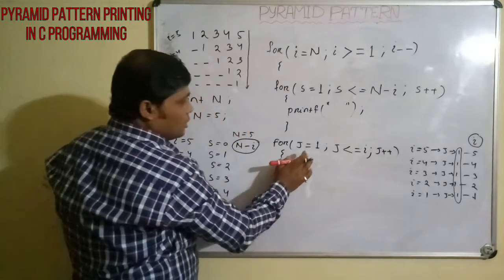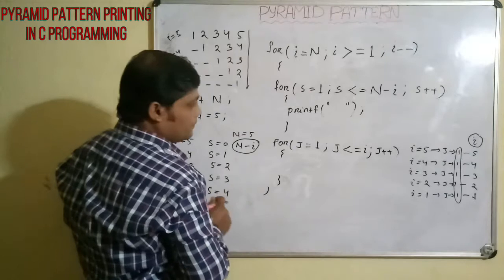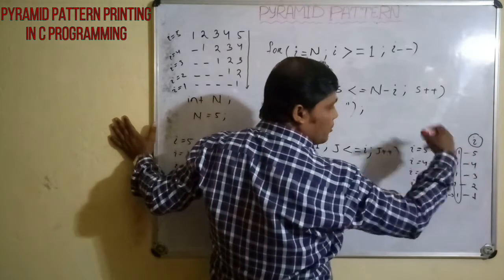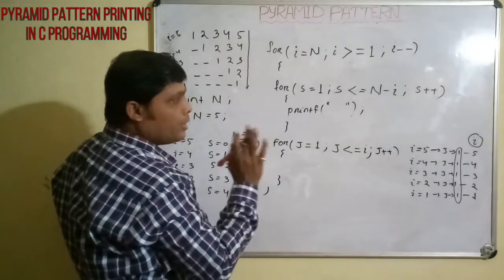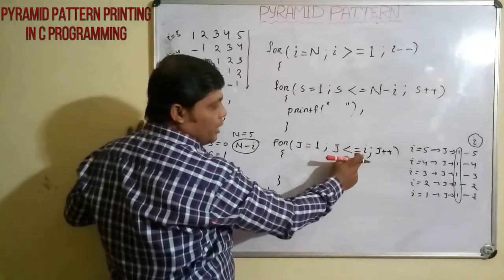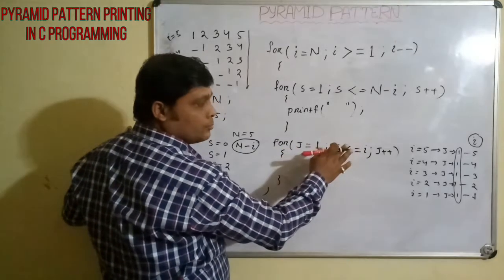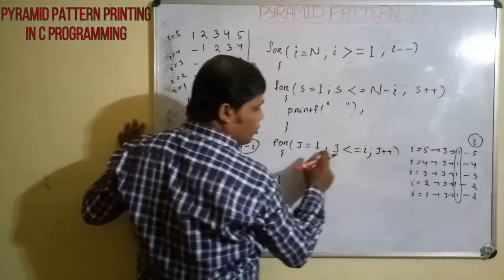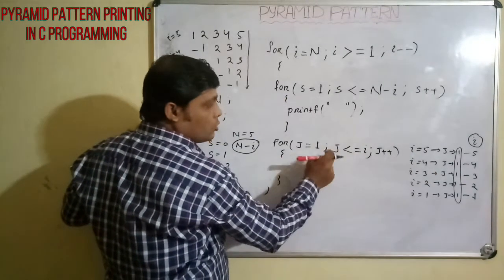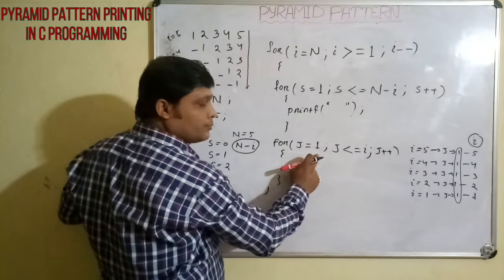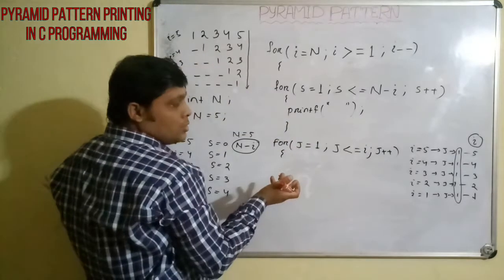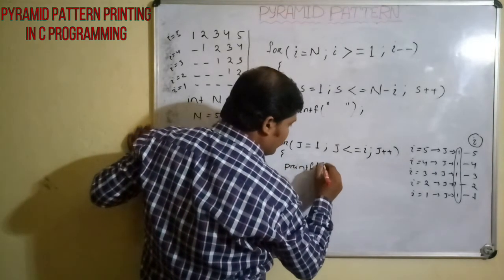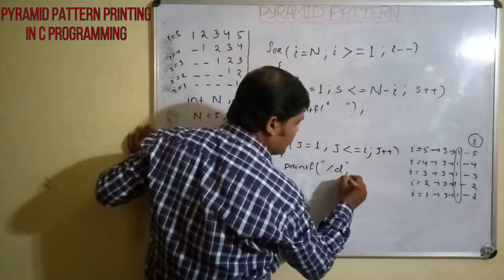Then just see inside the j loop what we are printing. When i value is 5, first time, j starts from 1 and ends with 5. It will work for 1, 2, 3, 4, 5. 5 values it will work. Clear? What is it printing? Same 1, 2, 3, 4, 5. When i value is 4, it will work for 1, 2, 3, 4. 4 values, and it is printing 1, 2, 3, 4. So I can say it is printing the j value. Printf, this is number, percent d, tab, then j value.